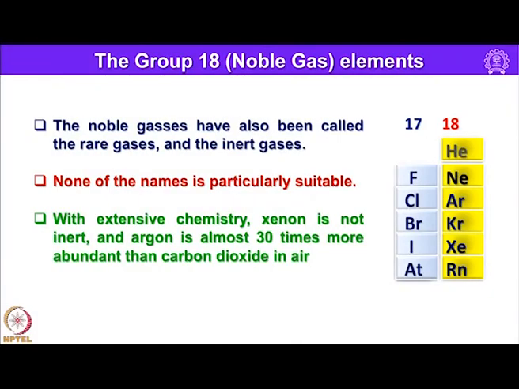Noble gases also show some reactivity, and we saw a lot of compounds of xenon and a few compounds of krypton. With extensive chemistry, xenon is not really inert, and as I said, argon is almost 30 times more abundant than carbon dioxide in the atmosphere.